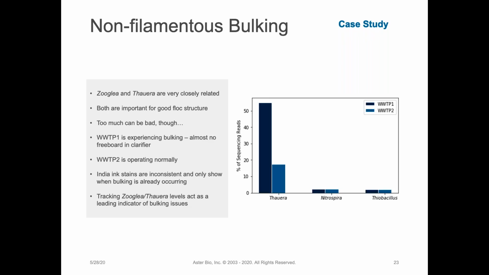And unfortunately, the India ink stains were being inconsistent and making it difficult to tell the differences in the Zoogloea and Thauera levels in the two different plants. However, with quantitative PCR, you can tell that there was very serious bulking due to Thauera in plant number 1, while plant number 2 had much lower levels. Following the trend in these bacteria over time, you can predict when you will begin to see bulking issues.